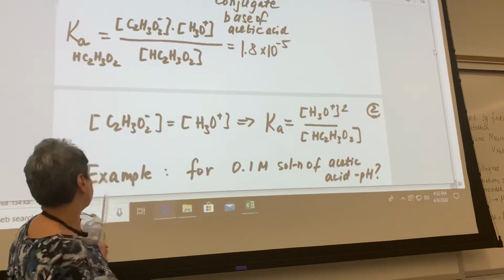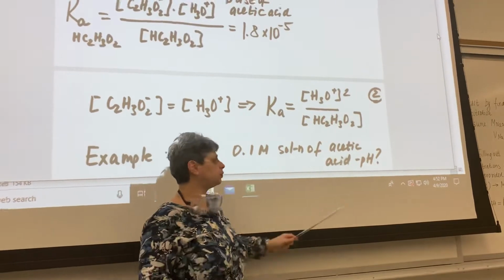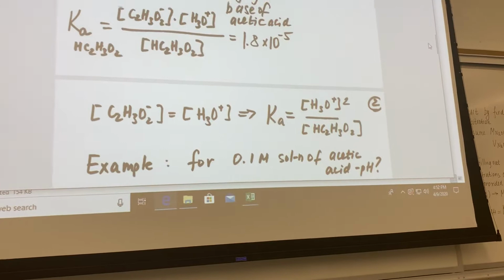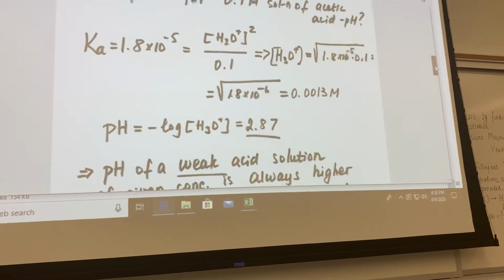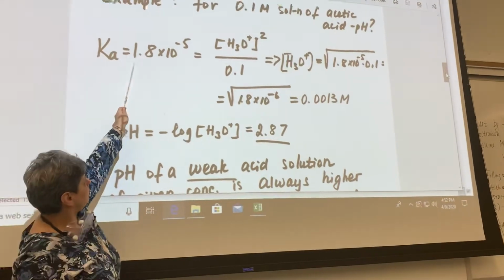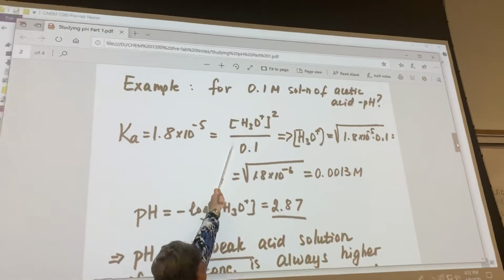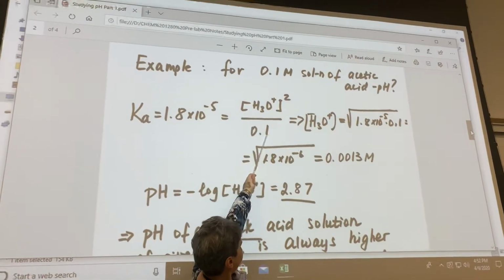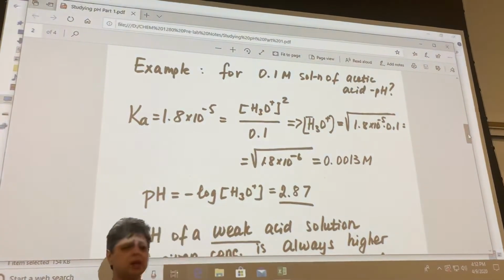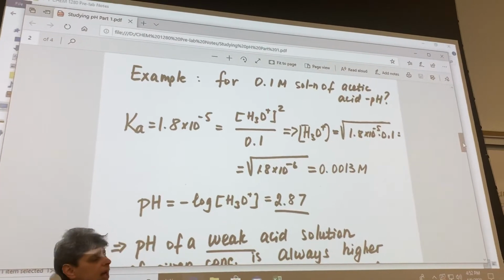So let's consider a 0.1 molar solution of acetic acid. How can we find its pH? Again, Ka for acetic acid is known at 1.8 times 10 to the negative fifth. So Ka is equal to hydronium ion squared divided by 0.1. Now, where did I get this 0.1? Well, this is the original concentration of acetic acid.